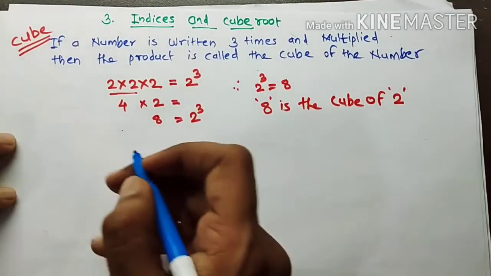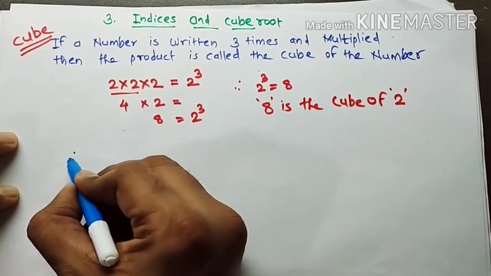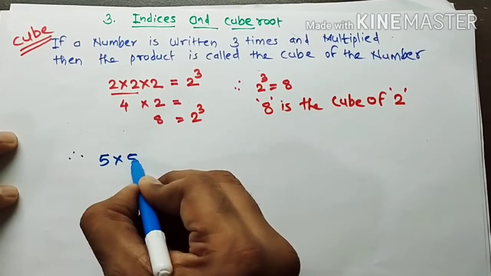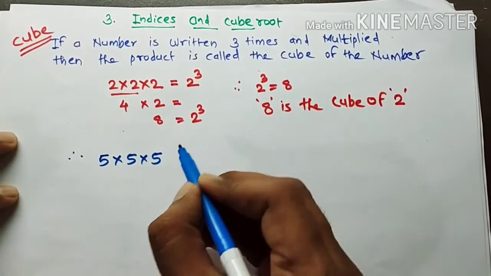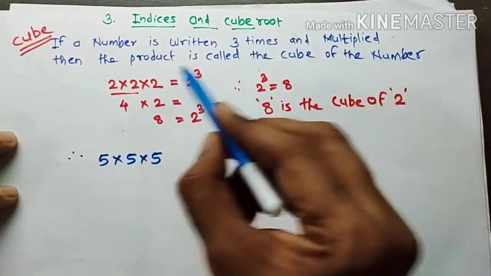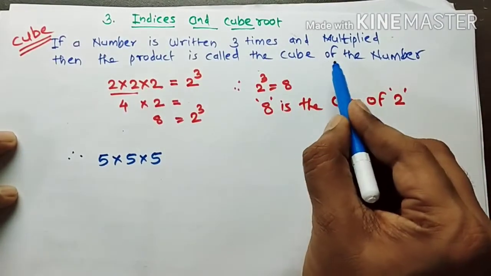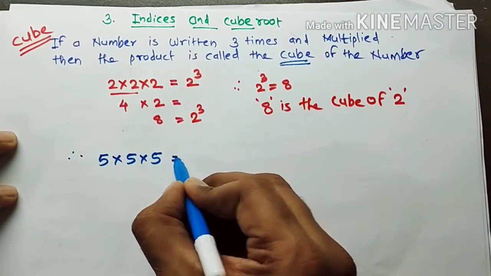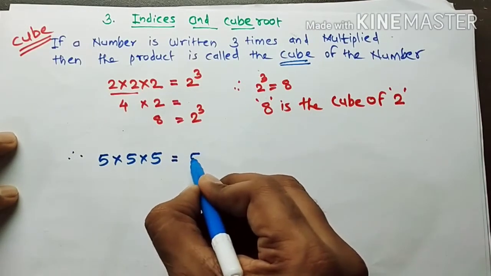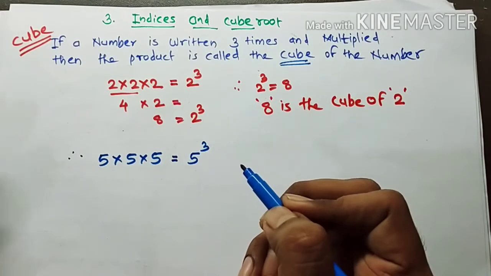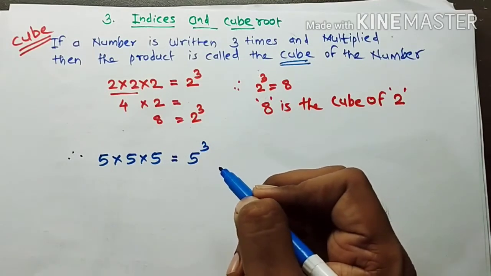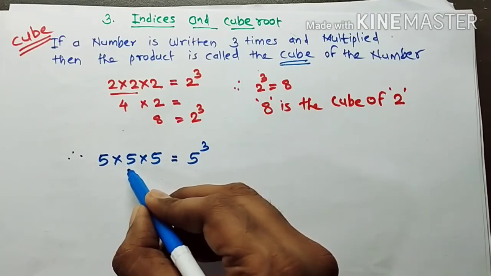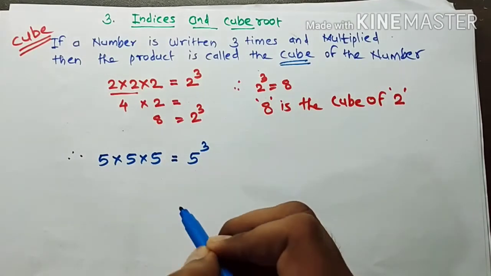Thus, take another example. 5 into 5 into 5. If a number is written 3 times and multiplied, then the product is called the cube. Here, the value of the cube of 5, how do we get it? 5 into 5 is 25, 25 into 5.